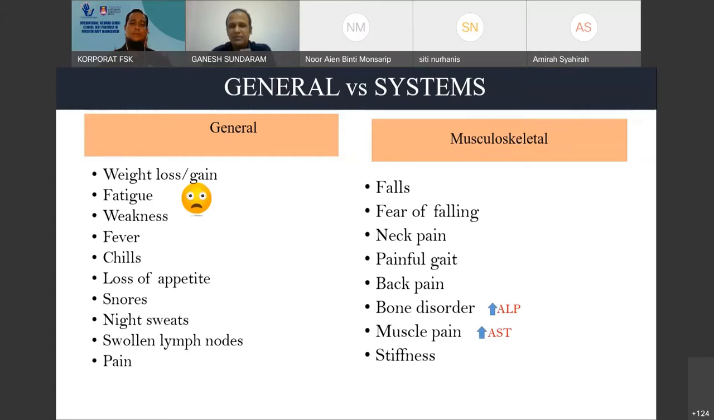So for example, we know weight loss for a person in a month, that is roughly around 2 to 3.5 kgs is considered to be a good weight loss. If my patient is losing 3 kgs in a week, that is not something good. If a person is losing 3 kgs or 3.5 kgs in a week, it means something, we have to think about the tumor.